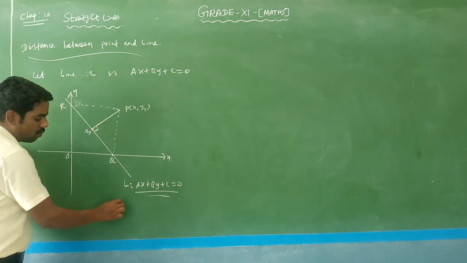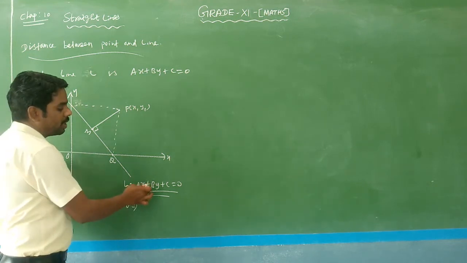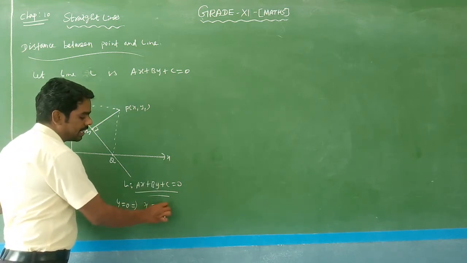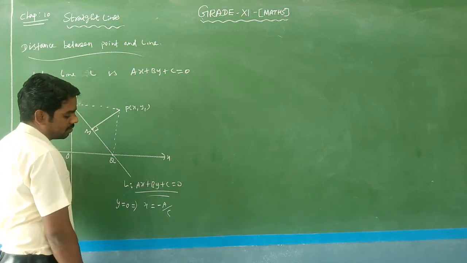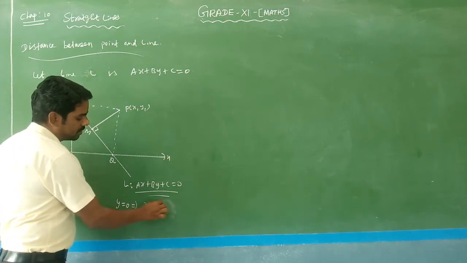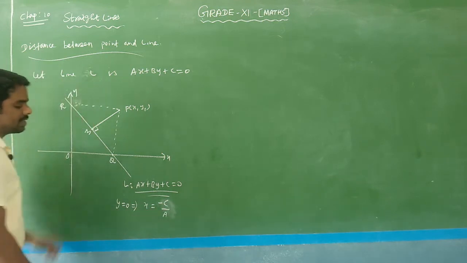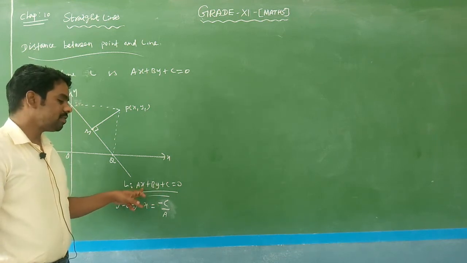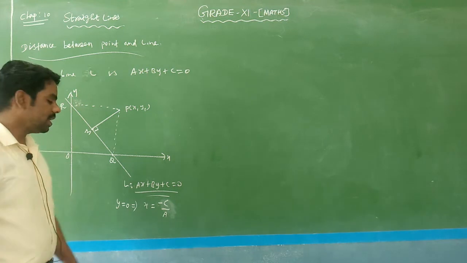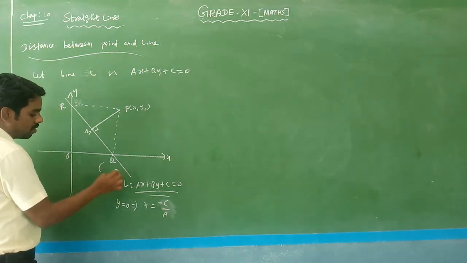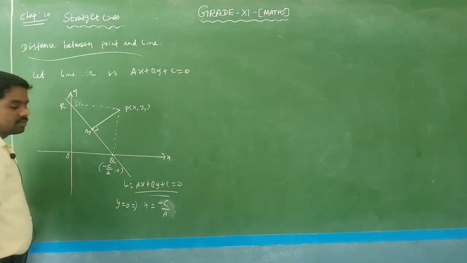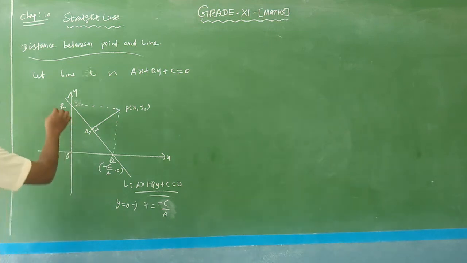Then y equal to 0 implies by is 0. So ax plus c equal to 0. Then x equal to minus c by a. Sorry, minus c by a. So this point is minus c by a comma 0. Okay, the coordinate of Q.